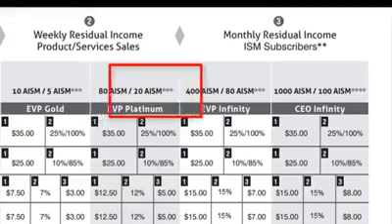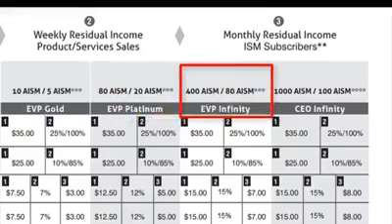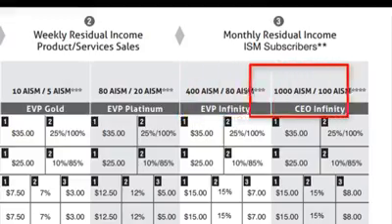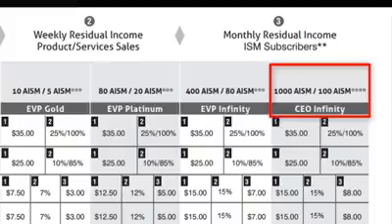To be EVP Infinity, you must have at least 400 active members, counting no more than 80 active members from your base shop or any first-generation EVP's marketing team. To be CEO Infinity, you must have at least 1,000 active members, counting no more than 100 active members from your base shop or any first-generation EVP's marketing team.